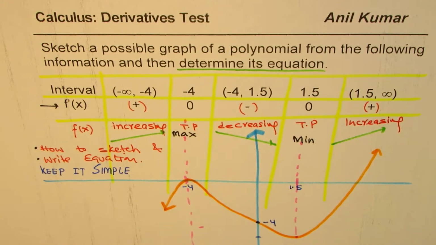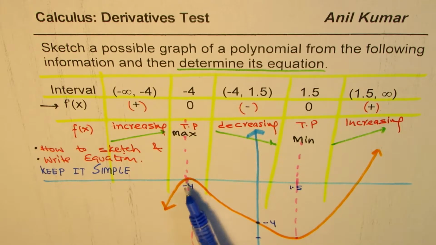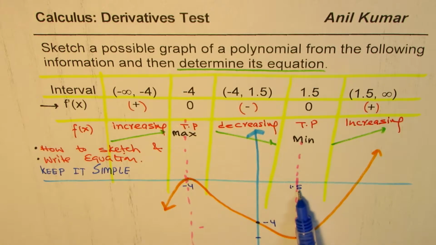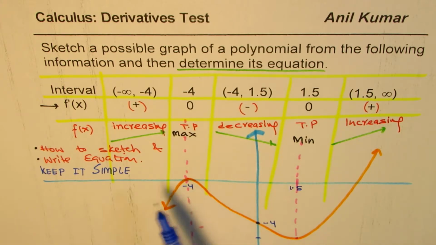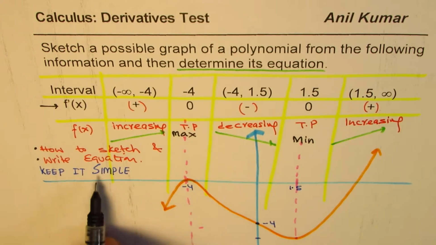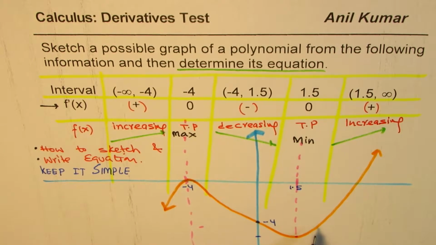So I've got a sketch of a polynomial which has a turning point at -4, which is also a maximum, and then it has a turning point at 1.5 with some negative value, which I don't care about. However, it is a minimum as given in the condition, and has a y-intercept which is -4. So if I sketch this graph, I'm able to write an equation. So that's the idea. Keep it simple so that you can write the equation, else it is going to be a tough question to answer in the test paper. You get my idea, right?